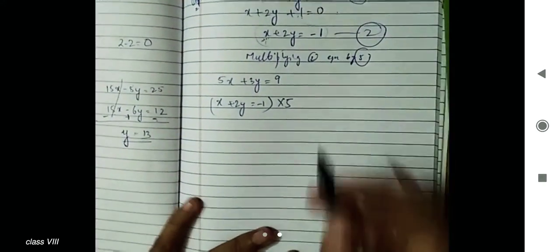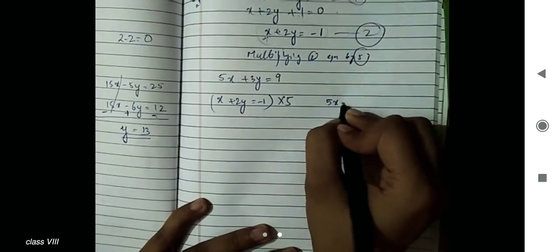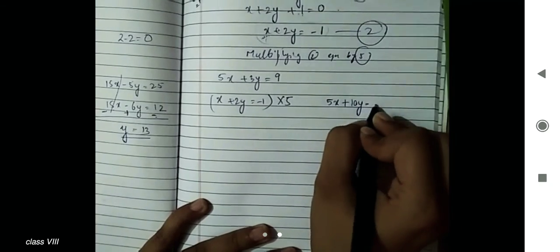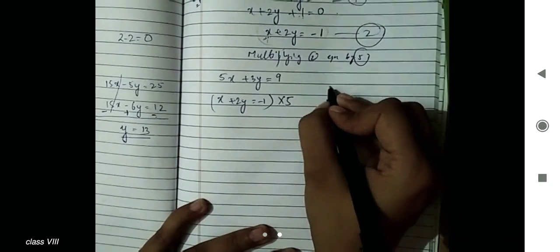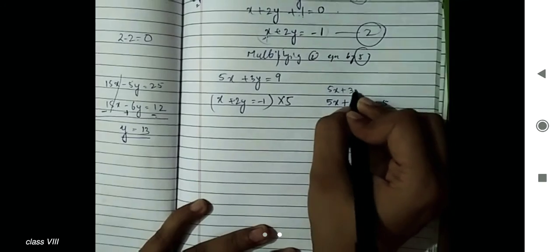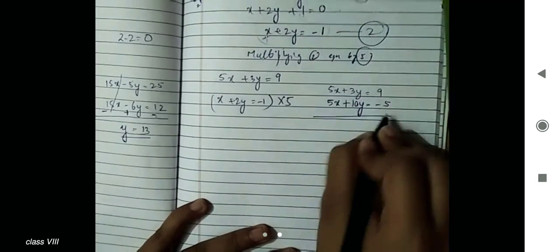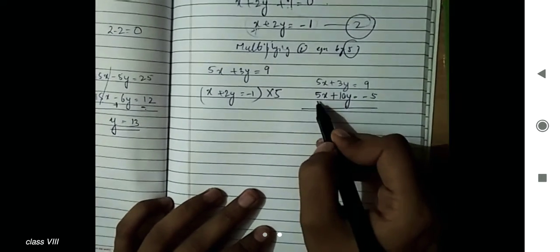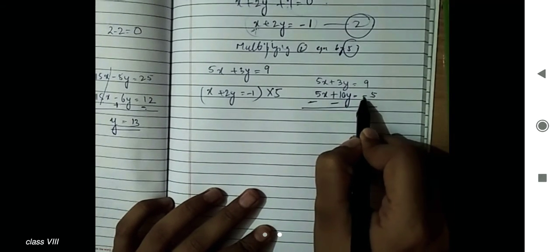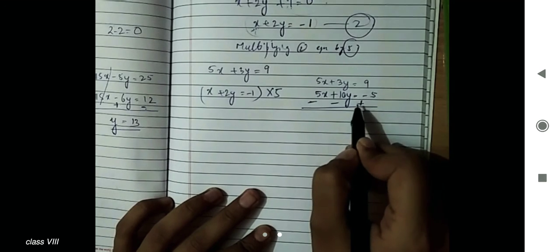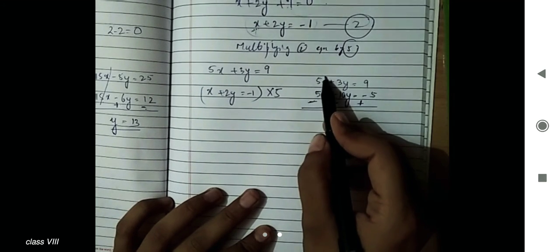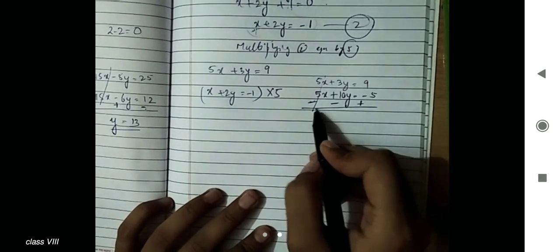When you multiply by 5, what do you get? 5x plus 10y minus 5, because the minus sign is there, and the first equation remains like this. Now you will change the sign of the second row. This minus becomes plus, this plus becomes minus, and this minus becomes plus. We are doing the opposite. 5 minus 5 gives you 0. Cancel, eliminate, we eliminated x.